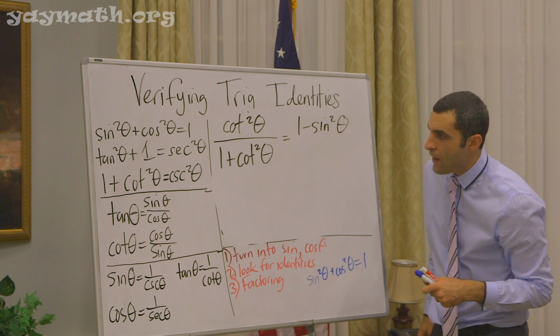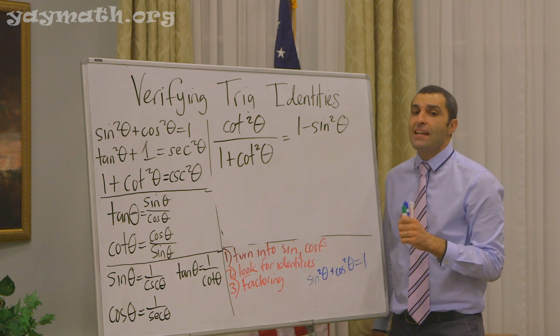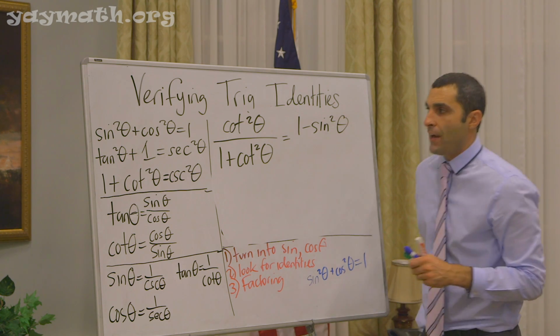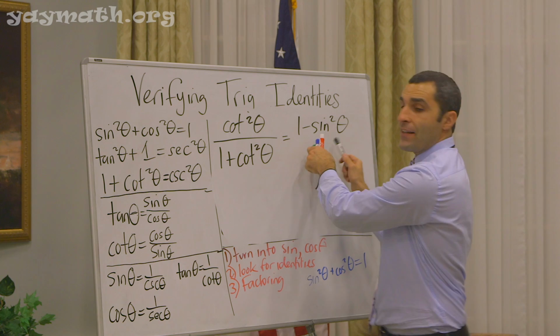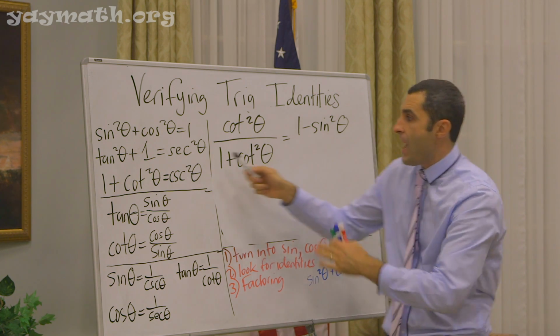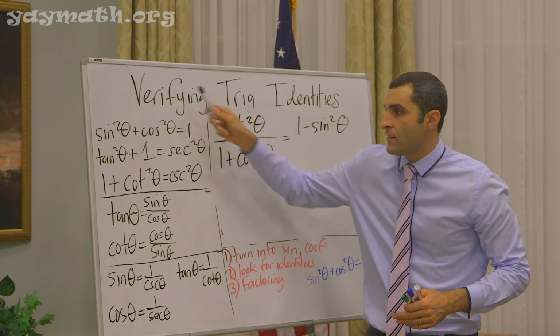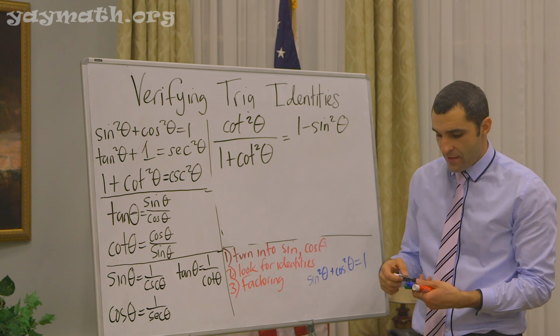I see an identity. I see a Pythagorean identity. Factoring wouldn't work; it doesn't factor. We don't want to touch one side. I see 1 plus... I see 1 plus tan. Cotangent squared is the same as?